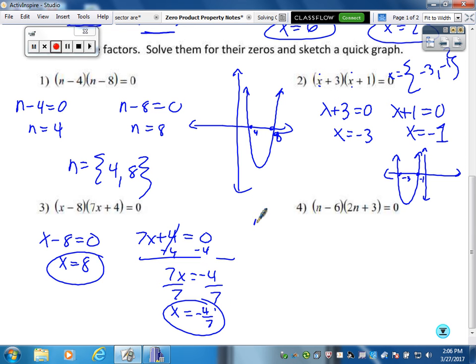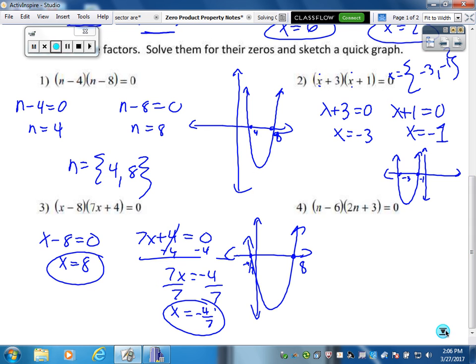So when I go to graph it, I need to approximate it just a little bit. I've got an answer over here at positive 8. And then I've got one here that's about a negative half. If you put it in your calculator, you can test the decimal of it. So 4/7. So just like that.